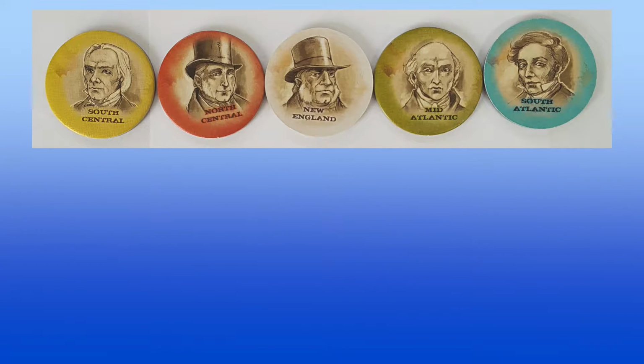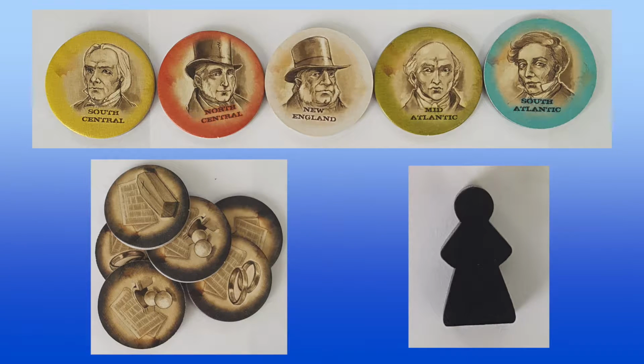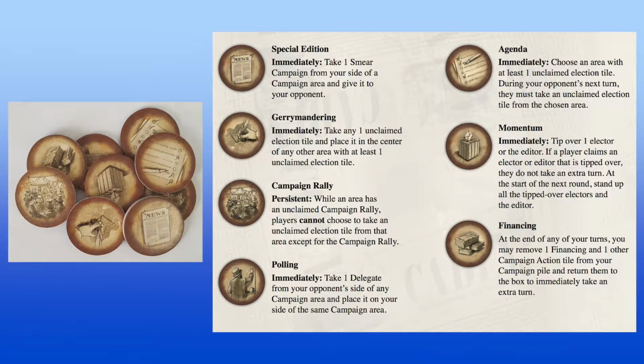There are 3 different types of election tiles. Most are delegates, and when one of these is taken, it is placed next to the area of its matching color. There are also smear campaigns, which have a black border. These count as wild delegates and may be placed in any of the 5 colored areas. However, they are costly if the player has drawn the attention of the editor. And then finally, there are the campaign actions, which are kept in a separate stack, and each of these comes with its own special effect.